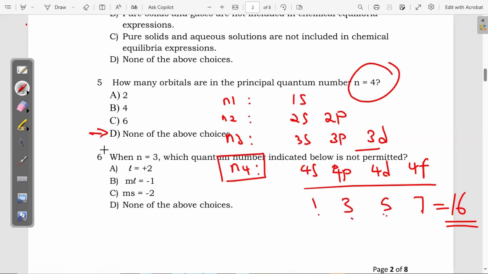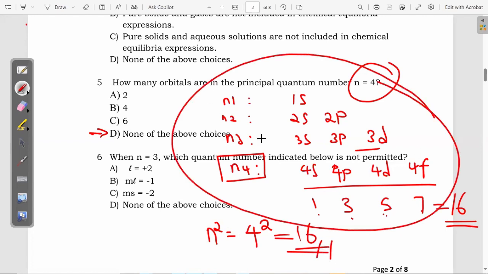Okay. And then there's also a short form for finding how many orbitals you have. So you can say n to the power 2. So that would be 4 squared, which will just be 16, like that. But this one here is the best because it will show you individually how many orbitals are there.